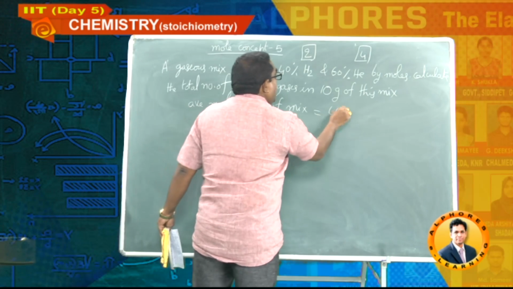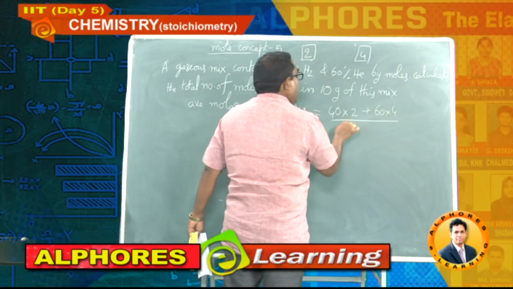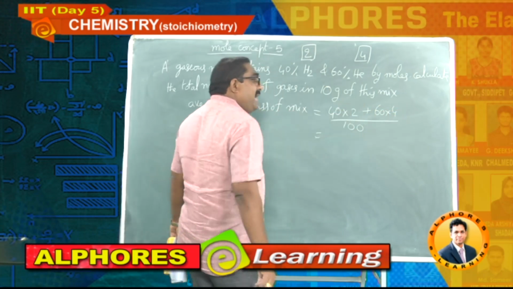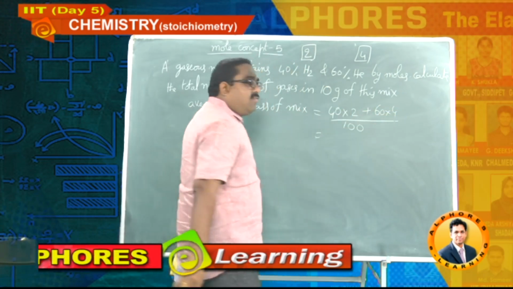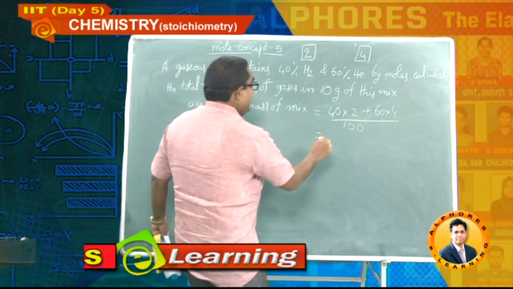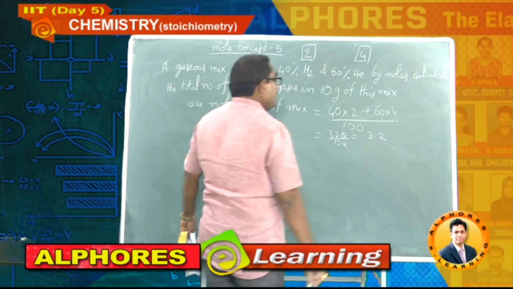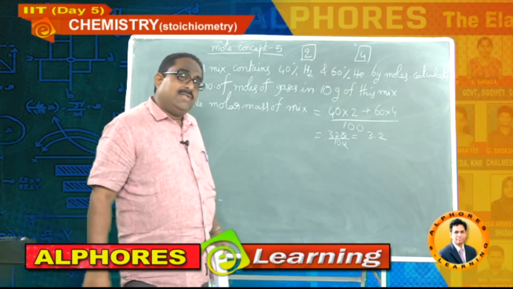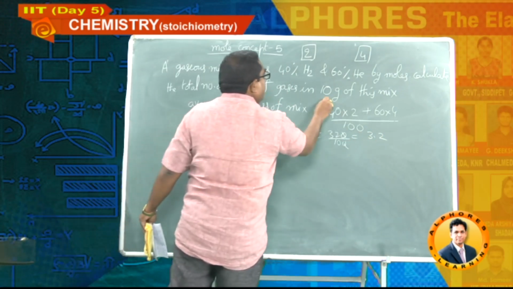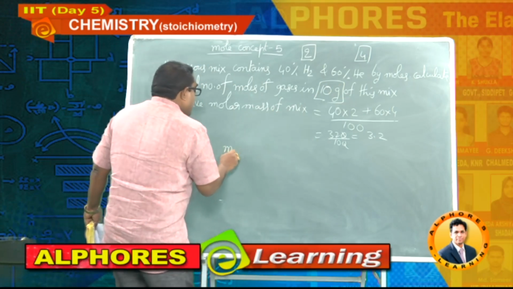I am calculating 40 into 2 plus 60 into 4, total 100. Right. This is 80. That is 240. 240 plus 80, 320. You should be in a position to calculate like this. 320 by 100, that is 3.2. Now I got the average molar mass of the mixture. Now within the question itself he has given 10 grams of this mixture. Now I am going to calculate number of moles.